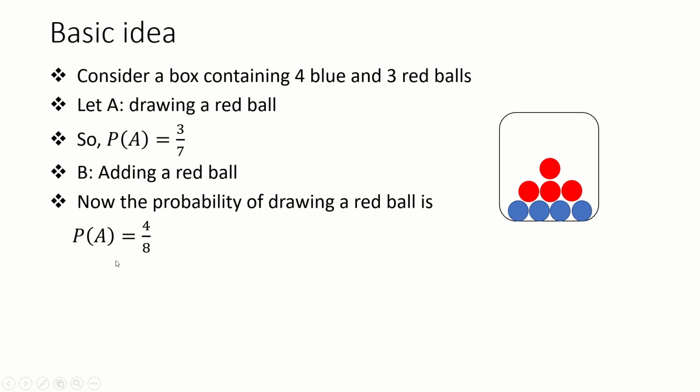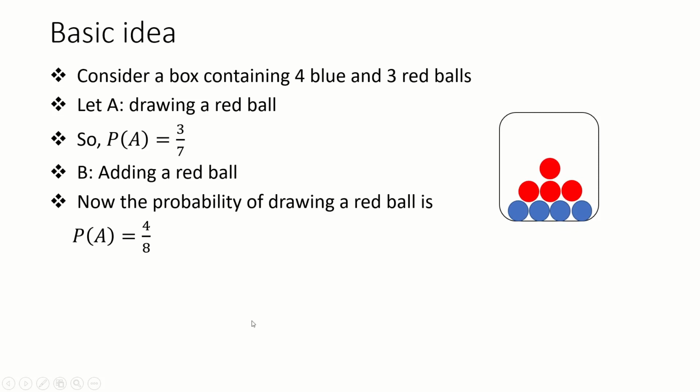So this probability of A is definitely not the same as this, because this is the probability after addition of a red ball. So after the event B has happened, then you are finding the probability of A here. So this is not the same as the earlier probability of A.